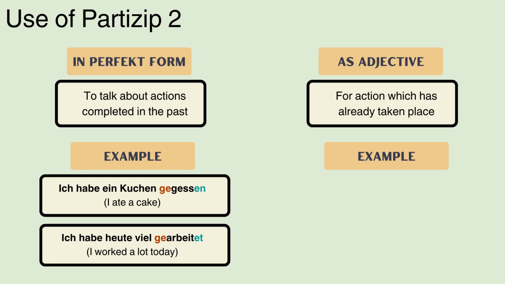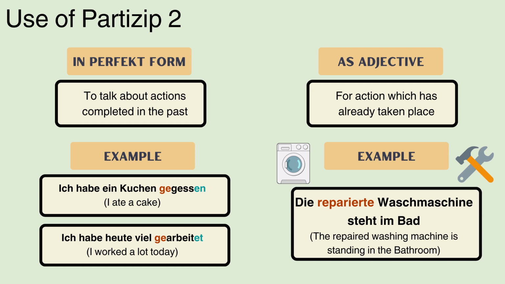Another use of the Partizip 2 form is as an adjective for an action which has already taken place. For example, die reparierte Waschmaschine steht im Bad. Here, reparierte is the Partizip 2 form of the verb reparieren.